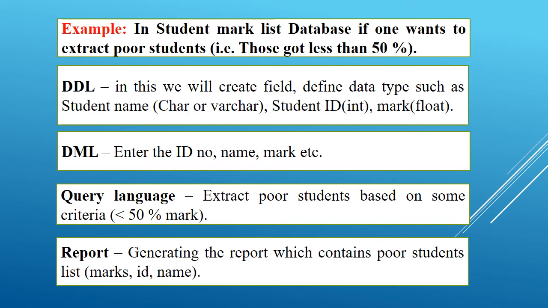Next is DML. In this component we enter the ID number, name, and mark of a student. And in query language we extract the failed students based on some criteria. My criteria is less than 50% mark. Then the report generator generates the report which contains the failed students' mark, ID, and name. So these are the four components we use in a database management system.